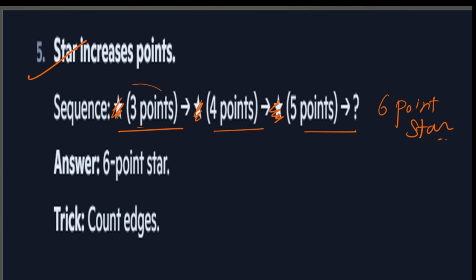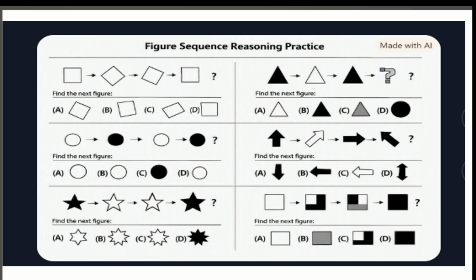So there is a star sequence. Okay, star increases points. There is a star which has 3 points, then a 4-point star, then a 5-point star, then there would be a 6-point star. So you have to count edges. Then we have figure sequence reasoning practice.